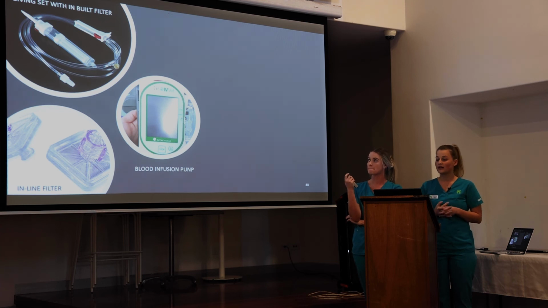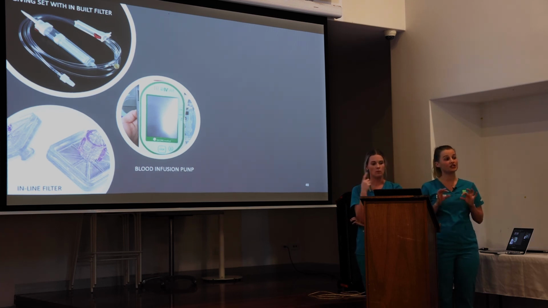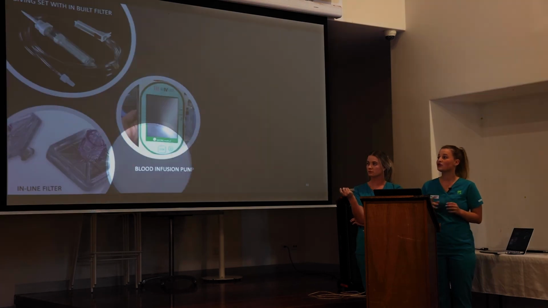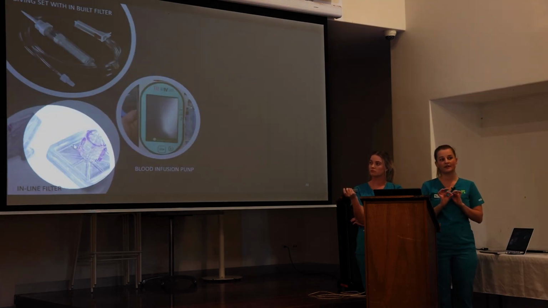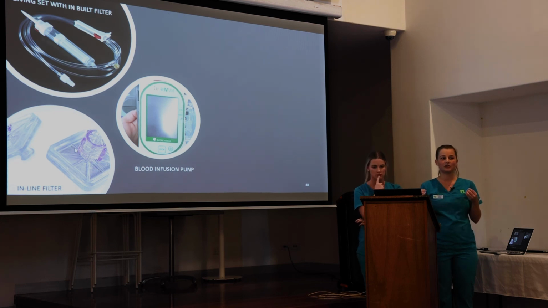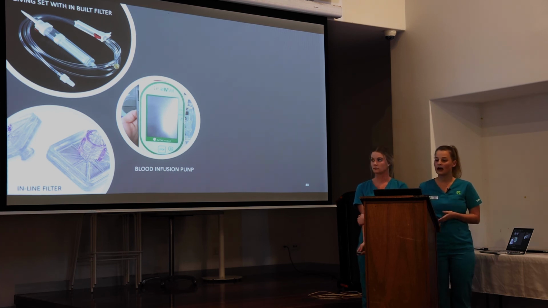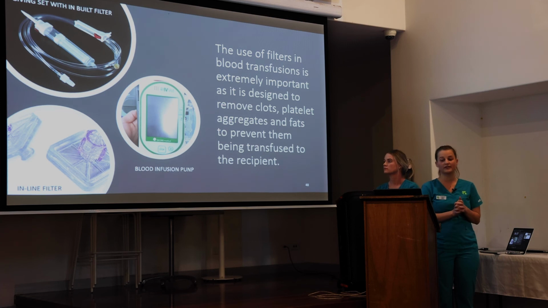If you're giving the transfusion with a CRI pump and your syringes of blood and CPDA, you need to make sure you're using an inline filter that's attached to your syringe. That'll then be attached to an extension line and connected to your patient. Your inline filter will need to be replaced for every 60 mils of transfused blood. The use of filters in blood transfusions is extremely important as it's designed to remove clots, platelet aggregates, and fats to prevent them from being transfused to the recipient. To minimise the risk of bacterial growth in red blood cell and plasma products, the transfusion needs to be completed within 4 hours.